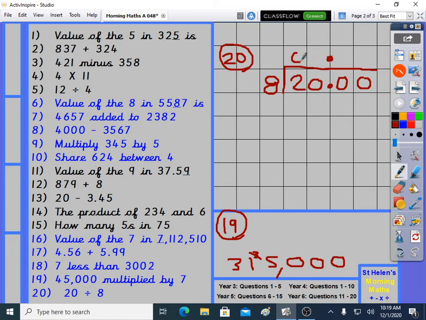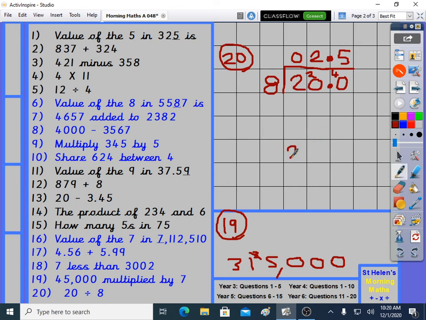How many 8s in 2? 0, carried a 2. How many 8s in 20? 8 and 16 is 2, but remainder 4. Oh, I only needed 1 because 8 fits into 40. 8 and 16, 24 and 32, 40. Fits exactly. Turns out I only needed 1 0. I could put a 0 there, but 2.5 is the same as 2.50, so I don't need that at all. The answer is 2.5. So if you can't divide 20 by 8, make it 20.0 or 20.00, and you can get an exact answer.